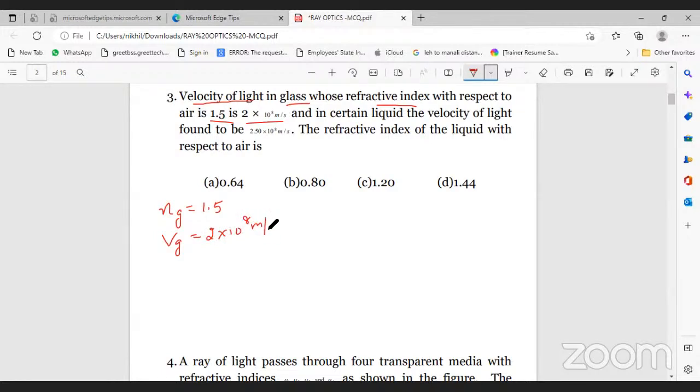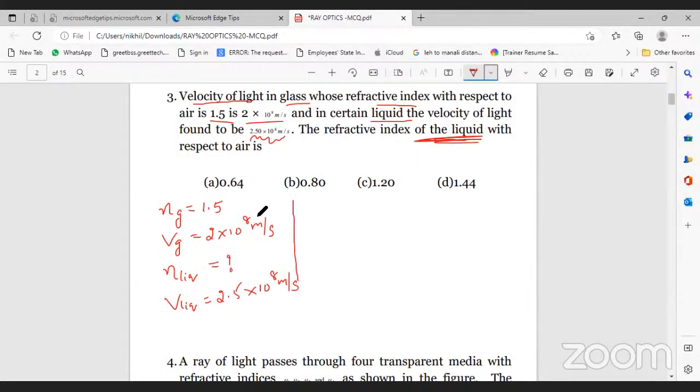2 into 10 power 8 meter per second. And there is some liquid. We don't know what that liquid is. In that liquid, what is the velocity? 2.5 into 10 power 8 meter per second. Out there, what are they expecting? What is the refractive index of the liquid?